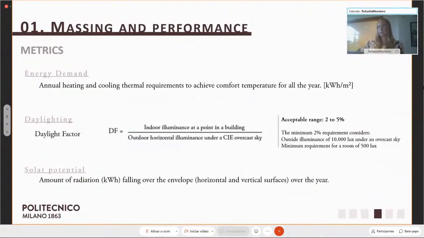So the first chapter is all about answering a very long-lasting question in building architecture. How much form affects energy performance? Is there any best performing typology?